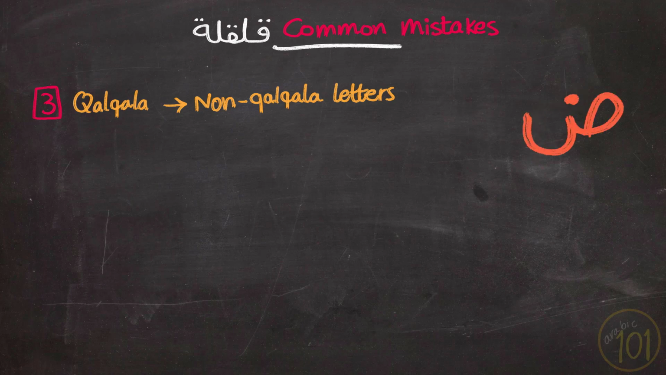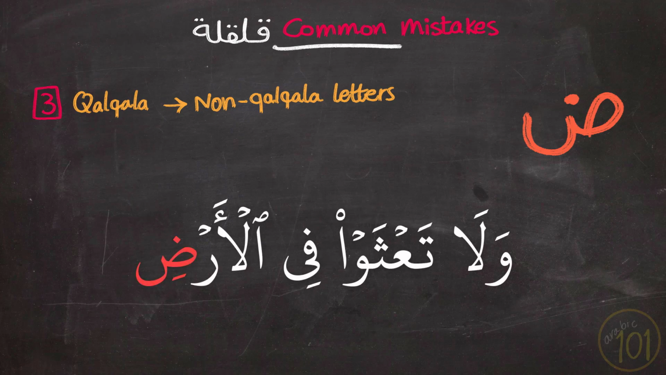And this is probably the most common mistake of all of them, even among Arabs. That is adding qalqalah to the letter dad. Most famously, applying it to the word ard, since you'll be stopping at a bunch of those when you recite the Quran. So here is the mistake that you should avoid. وَلَا تَعْثَوْا فِي الْأَرْضِ. But you're supposed to stop at the letter without adding any sort of qalqalah, and it should sound like this. وَلَا تَعْثَوْا فِي الْأَرْضِ.